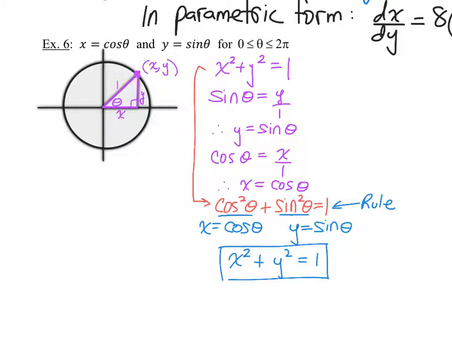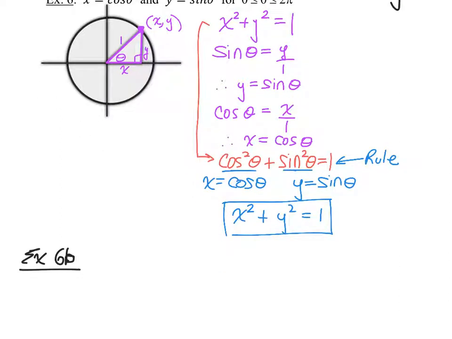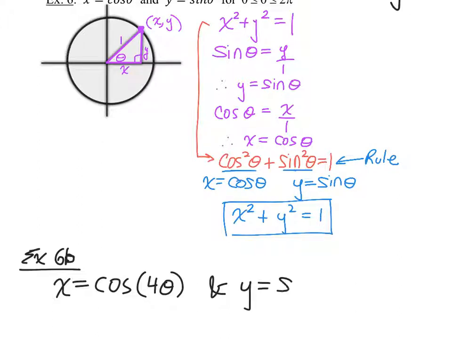So I'll call it example 7. Do I have an example 7? I do? All right. So example 6a, 6b. That'll be 6a. All right, so let's say we have, make it spicy here, x equals the cosine of 4 theta and y equals the sine of 4 theta.